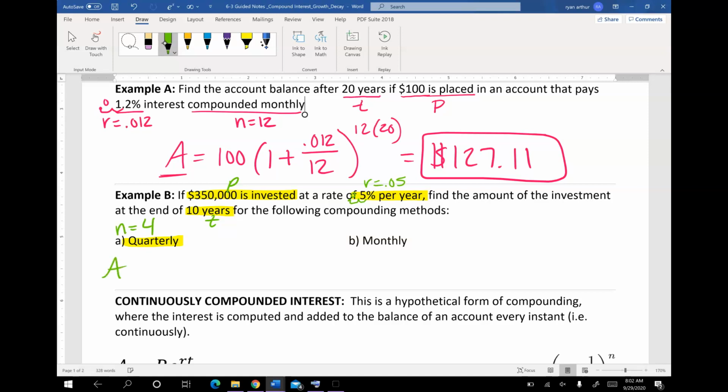Again, I'm solving for A. So it's going to be 350,000 times 1 plus your rate over your N. My bad, your N, which is 4. And you raise it to the 4 times 10. So I'm going to type this in Desmos. Okay? Type it how I see it.